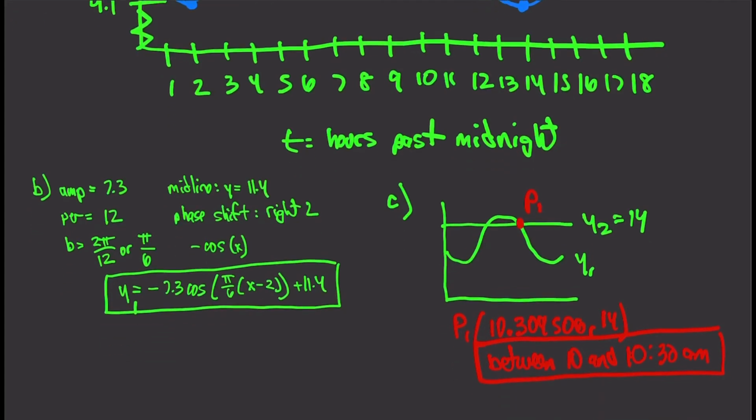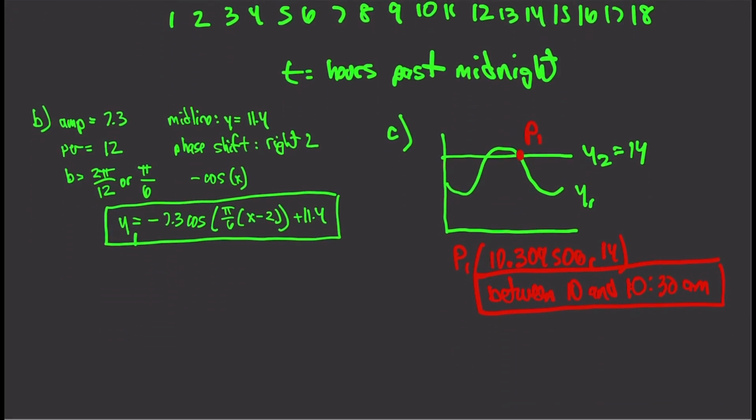Or for those of you that want to be even more precise, you could take this 10.304506 and go DMS. Even though it means degrees, minutes, seconds, it works the same as hours, minutes, seconds. If you do that, you end up getting 10:18 a.m. So I'd accept either one of those answers.